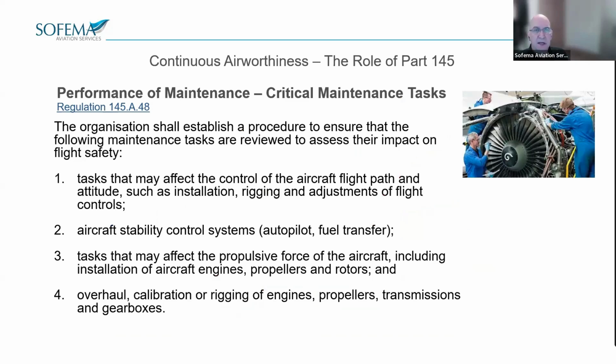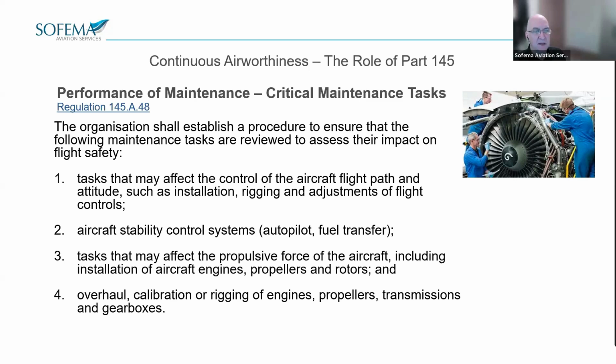Critical maintenance tasks. The organisation should have a procedure to identify and manage critical maintenance tasks. The procedure should minimise the possibility of an error being repeated in identical tasks and therefore compromising more than one system or function. Now, the types of tasks which may be sensitive to safety are any tasks which may affect the control of the aircraft flight path, such as rigging of flight controls or installation of servos, for example. Anything to do with aircraft stability, such as autopilots or fore and aft fuel transfer systems. Tasks that affect engine thrust, including installation of engines, propellers and rotors. And for helicopters, rigging of the rotor head. Overhaul, calibration of rigging of engines, propellers, transmissions and gearboxes.